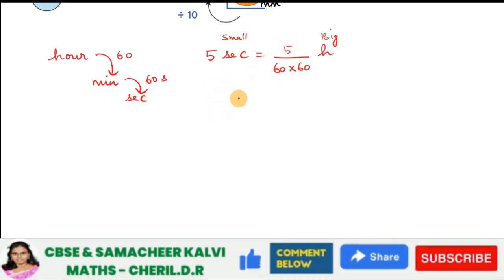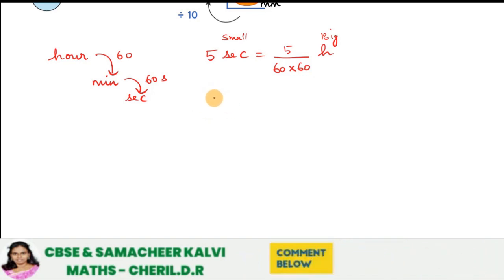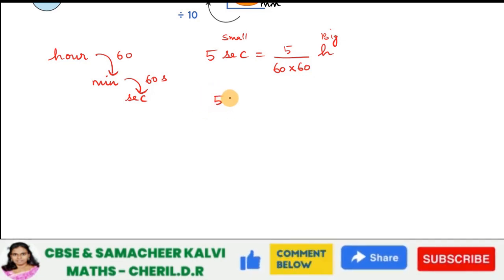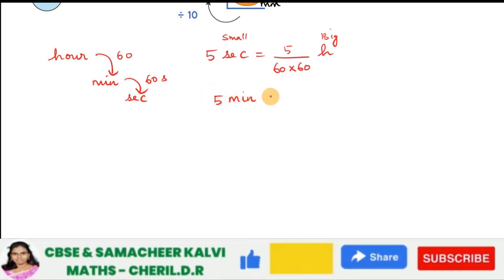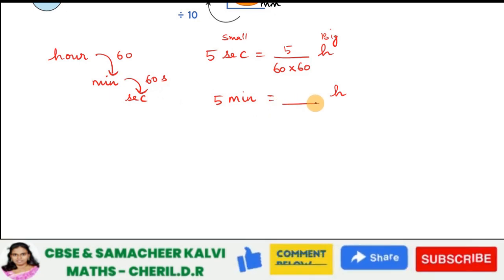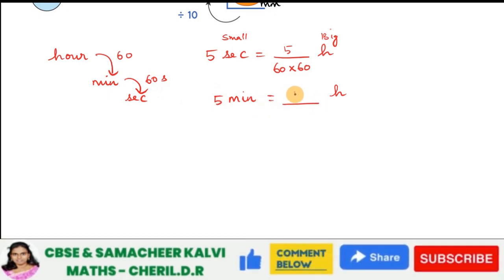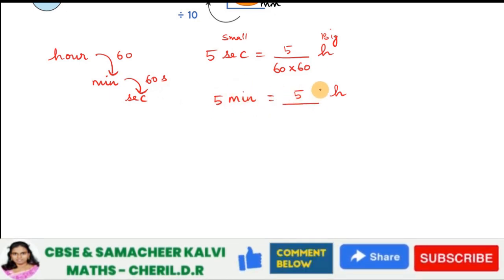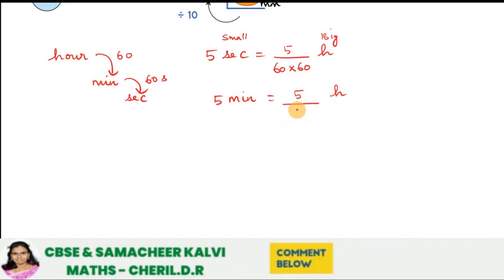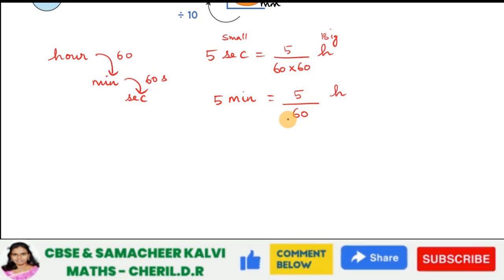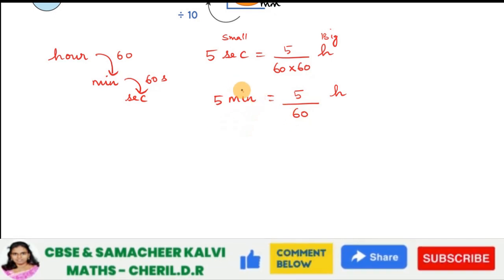Okay. So likewise, if I am going to have 5 minutes in terms of hours, again it is small to big. Small to big, we will divide. So what is the numerator? This will go to the numerator. Minute to hour, how many leaps are there? Only 1 leap is there. So only one time we are writing 60. Is it clear?